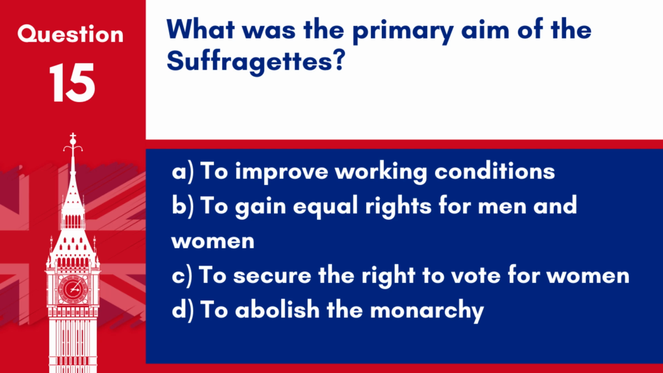To secure the right to vote for women. D. To abolish the monarchy. Answer: C. To secure the right to vote for women. The primary aim of the suffragettes was to secure the right to vote for women.